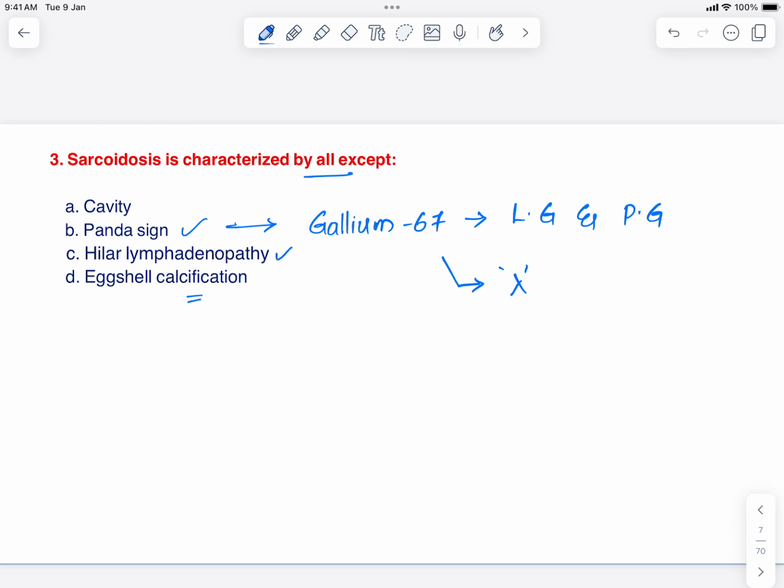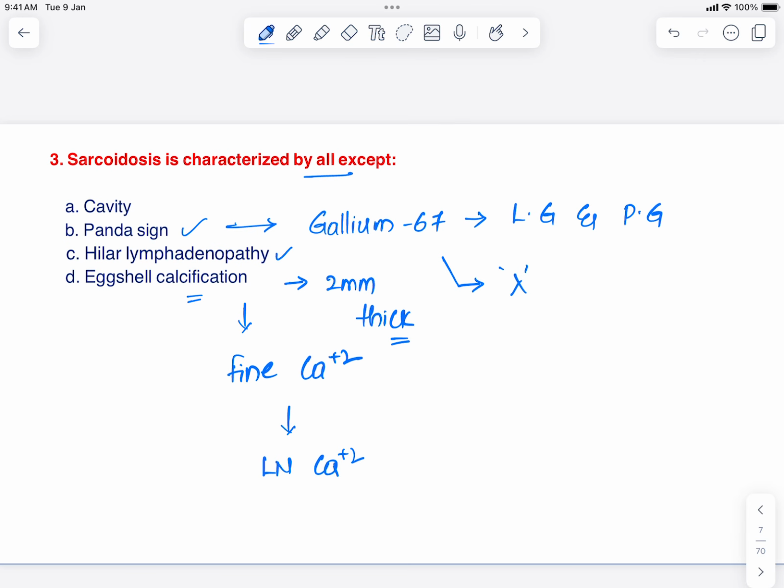And the eggshell calcification. It refers to the fine calcification seen in the periphery of a mass, right? And it usually relates to lymph node calcification. So what is that eggshell calcification? That is bilateral hilar lymph node calcification. The shell-like calcification is up to 2 mm thick, and that must be present in the peripheral zone of at least 2 lymph nodes, right?